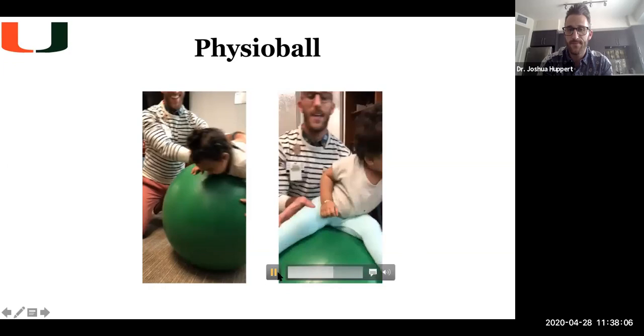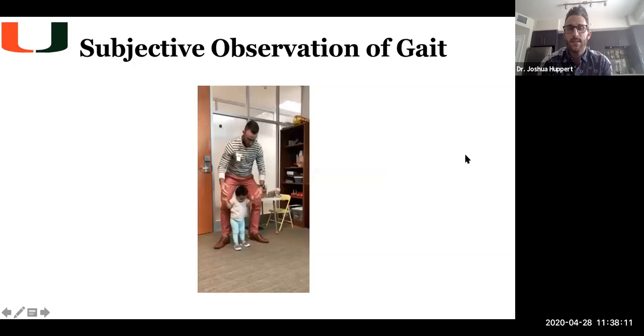So I also look at subjective observation of gait. What I wanna see here, number one, are they able to ambulate independently? And if so, what does that gait look like? Is it fairly effortful? Do they have a fairly wide stance where they're needing additional surface area to counteract what their body is not able to readily respond to in a smaller surface area, in a smaller frame of movement? What is her body doing?